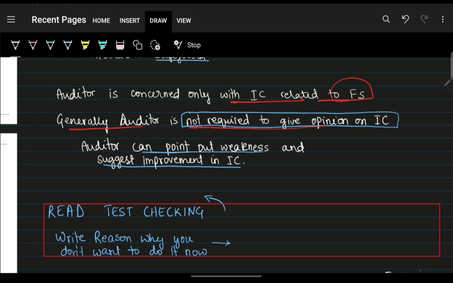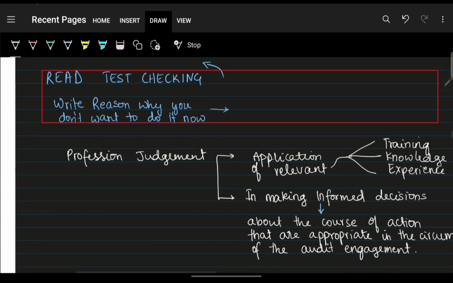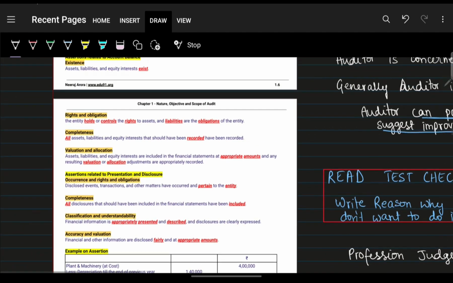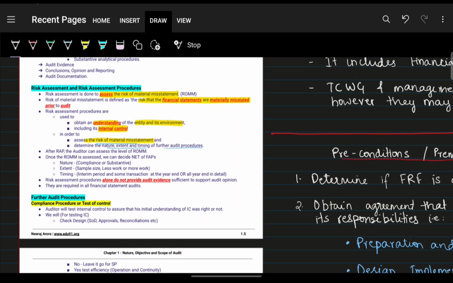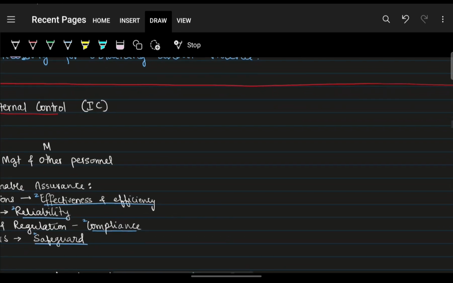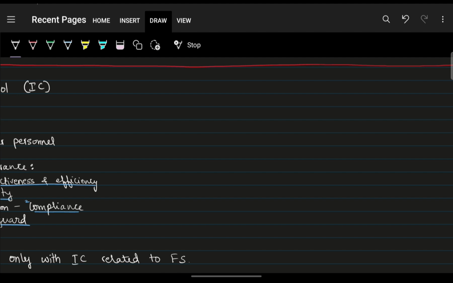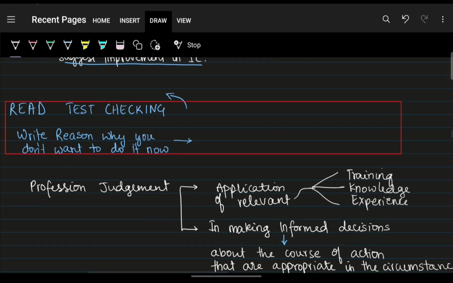Generally, the auditor is not required to give any opinion on the IC. Remember this. He is not required to give an opinion on the internal controls. However, he may point out any weakness or suggest any improvements. Next, what is test checking? Test checking is the application of audit procedures to less than 100% of the transactions. It is also called sampling, right? We'll move on to the next part.